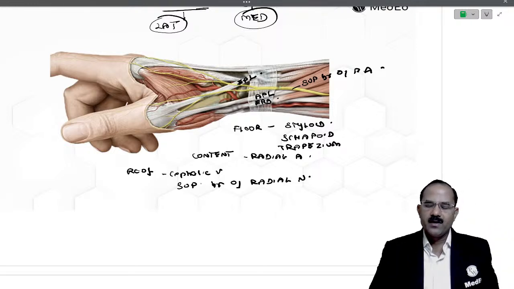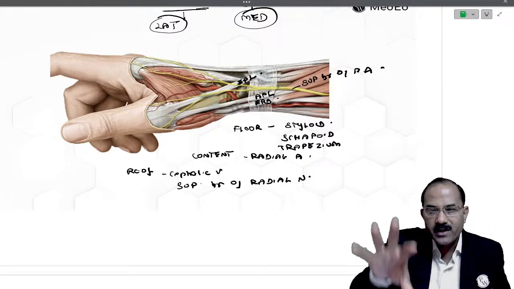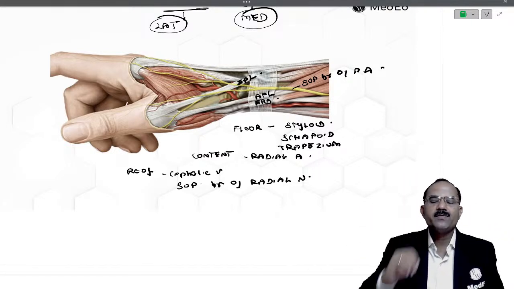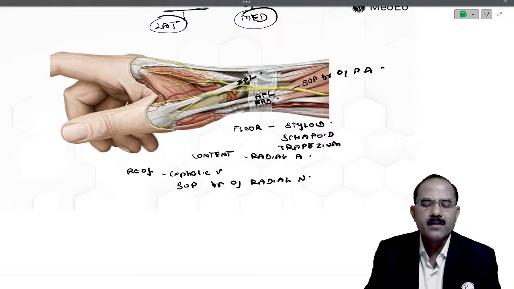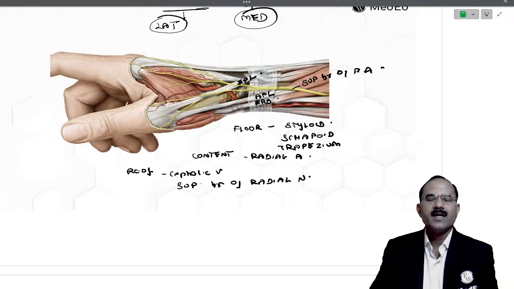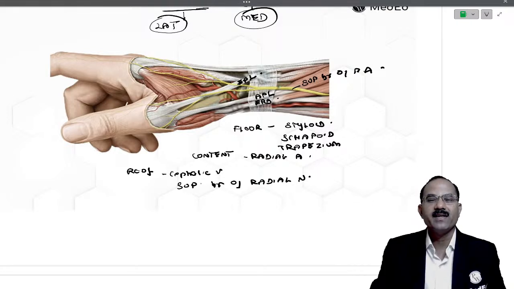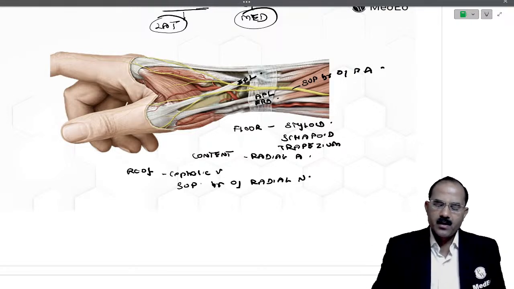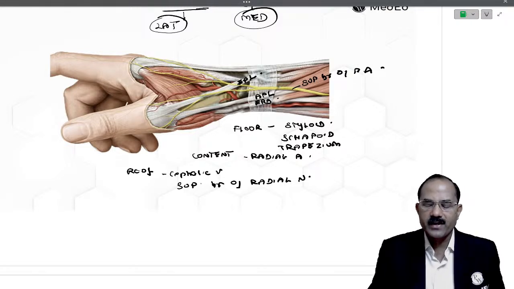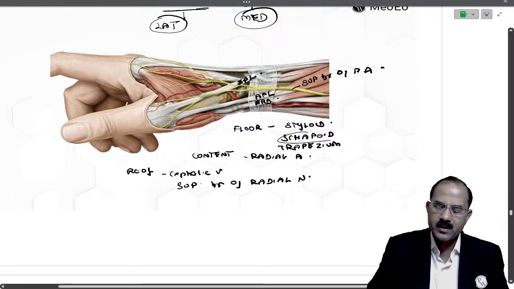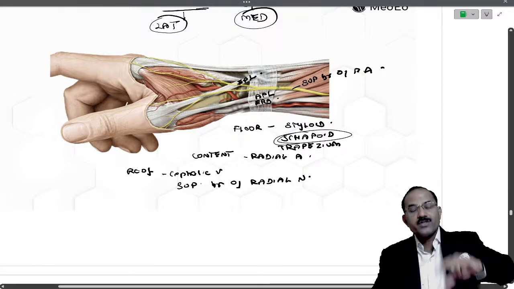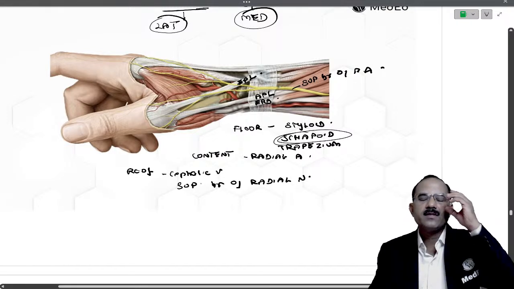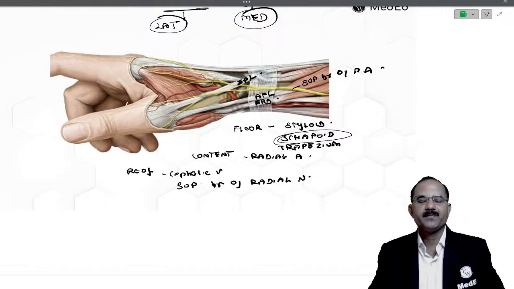Say it. Yeah, this is the basis of clinical MCQ. The person meets with an accident, that is in the hand. Child, radial nerve divides in the hand into a superficial and deep branch. In the snuff box there is the radial artery. Which is the bone which is fractured in the snuff box? Scaphoid. Child, remember this, the bone which is very commonly fractured in the snuff box is the scaphoid.